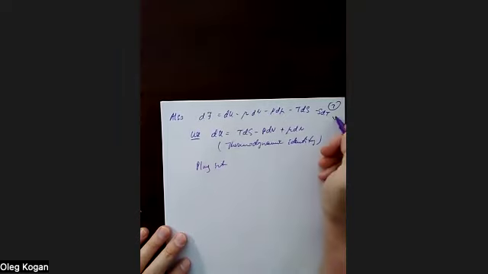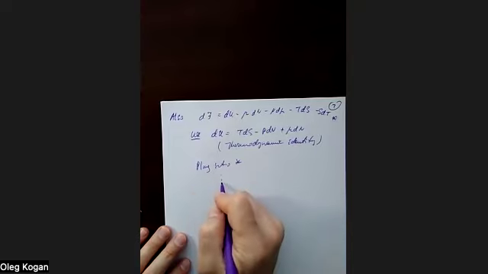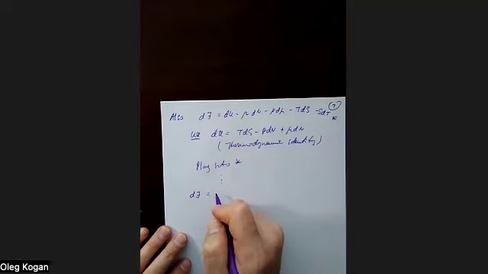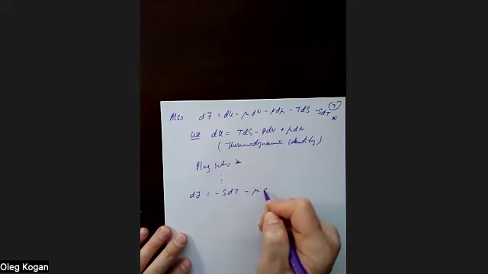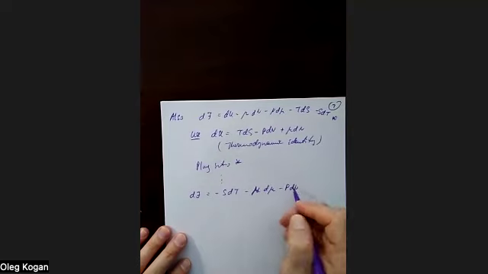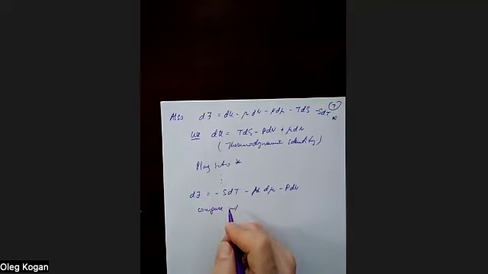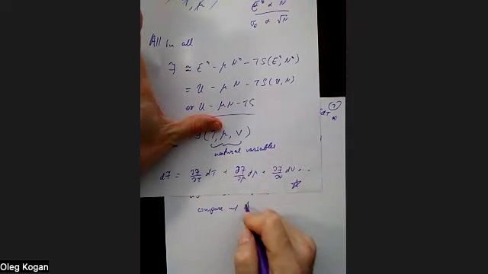So plug that into this expression, and when the dust settles, you would find this equals minus S dT minus N d mu minus P dV, and then you compare with this star.